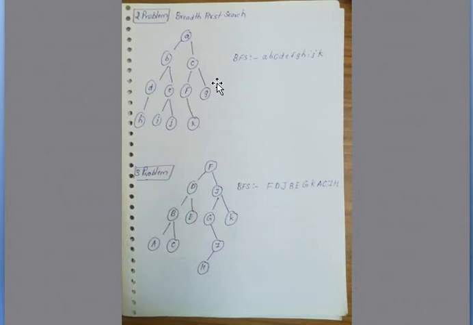Now we'll see the breadth first search for this problem. The breadth first search is level by level: F, D, J, B, E, G, K, A, C, I and H. We are moving from left to right, from here to here, like this.